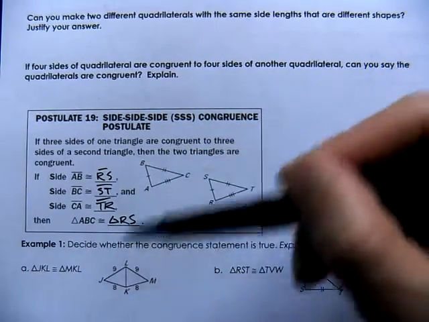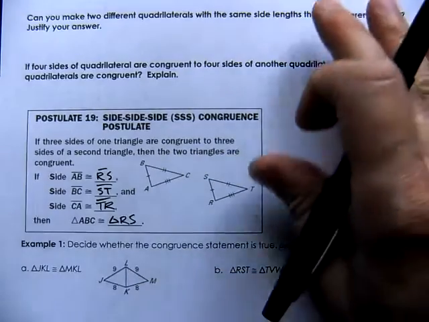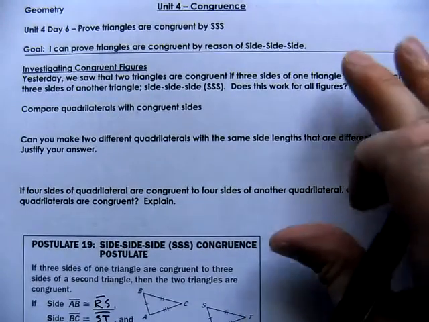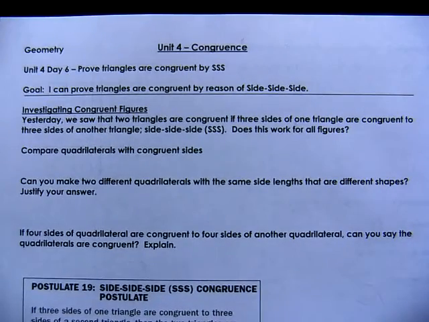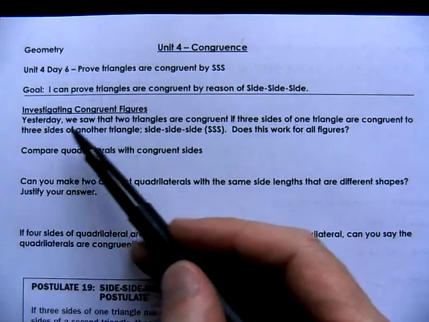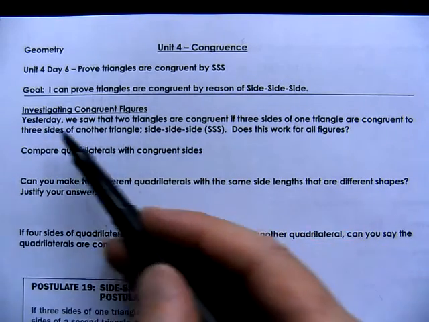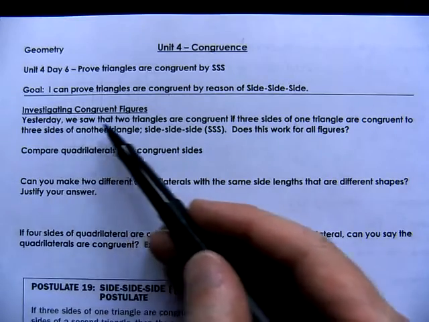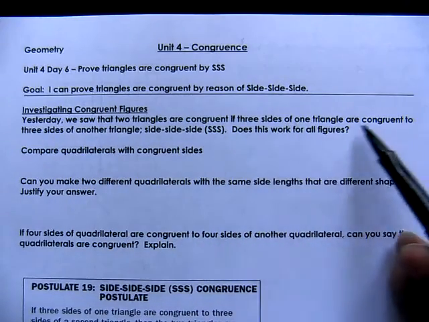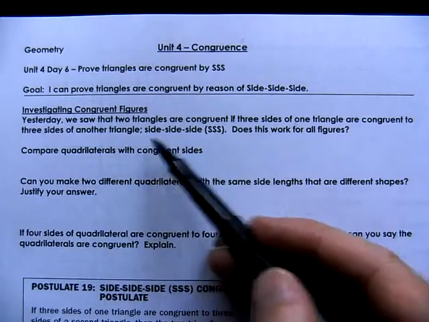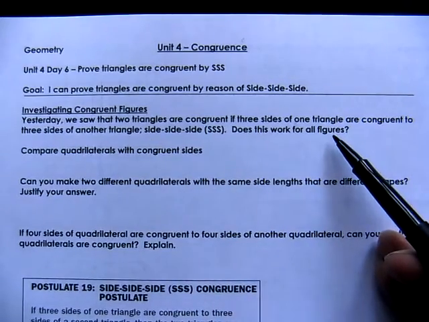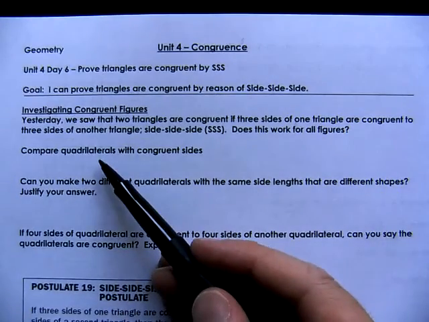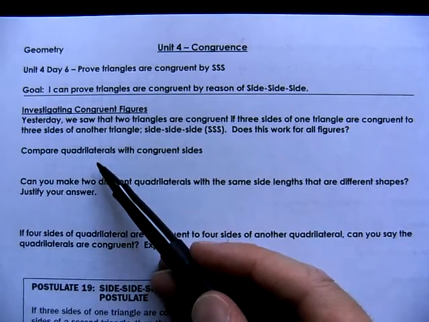However, before we go on and look at the examples, we need to back up a bit and just explore for a moment, would this idea of just looking at the sides work for some other shapes? So here, this is talking about the little demonstration I just did, where we saw that two triangles are congruent if three sides of one triangle are congruent to three sides of another triangle using that pattern. And this is the question I'm posing to you now. Does it work for all figures? So let's compare some quadrilaterals.